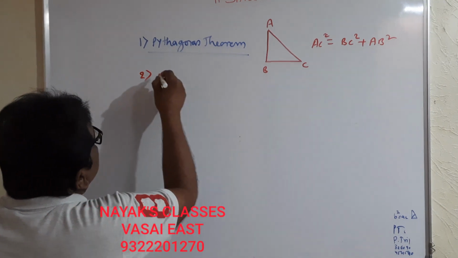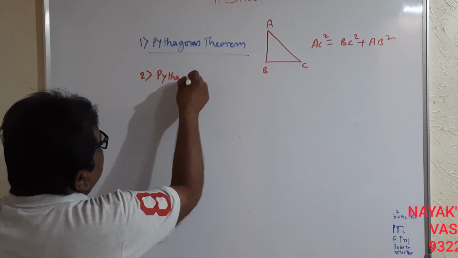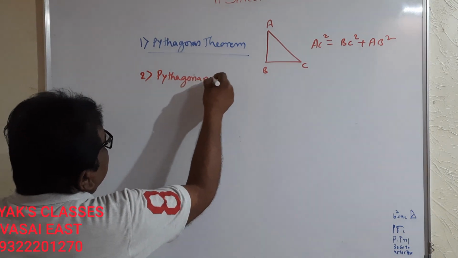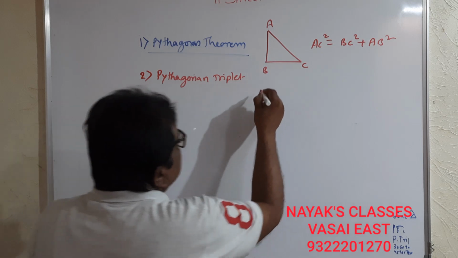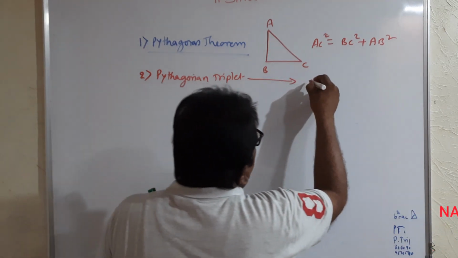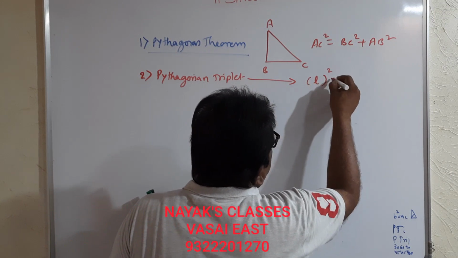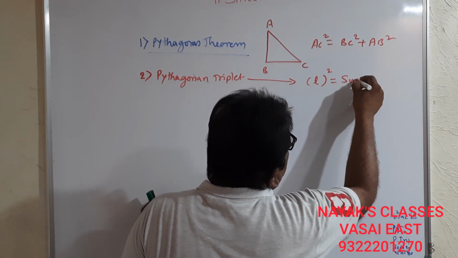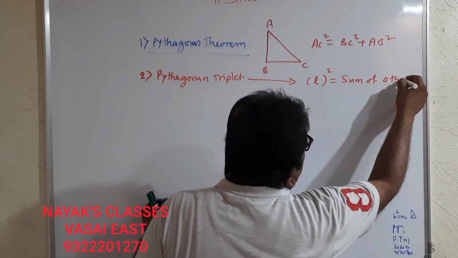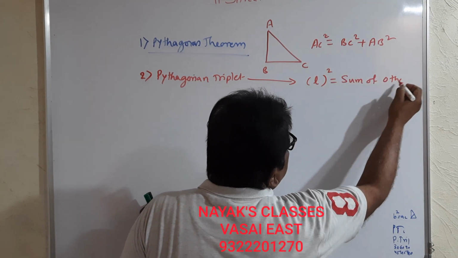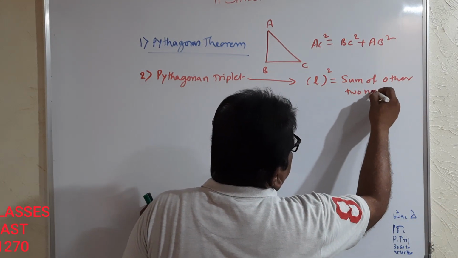Second is Pythagorean triplet. Pythagorean triplet means the largest side square is equal to the sum of the squares of the other two numbers.